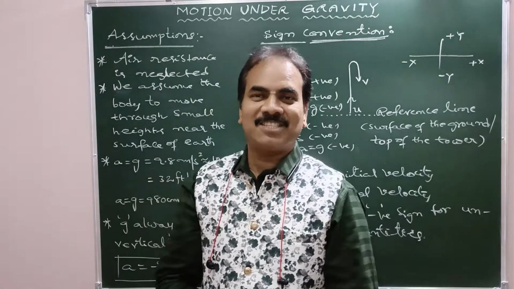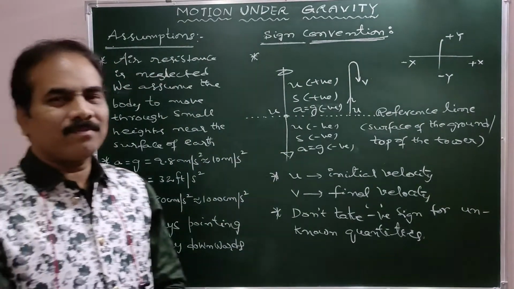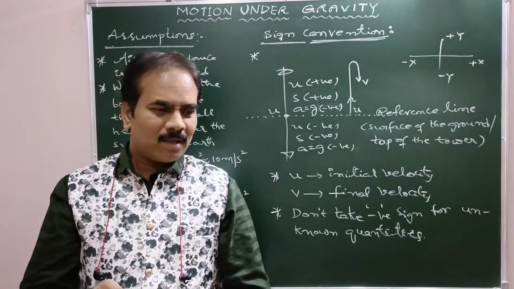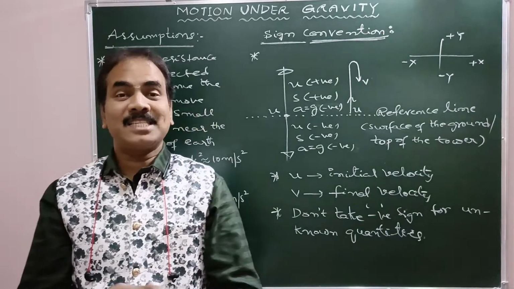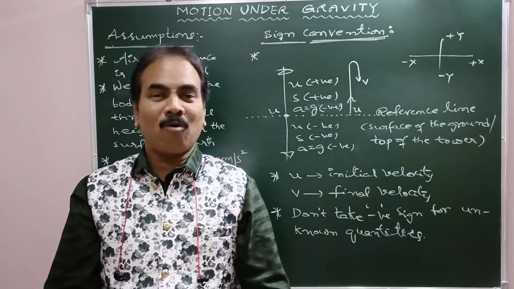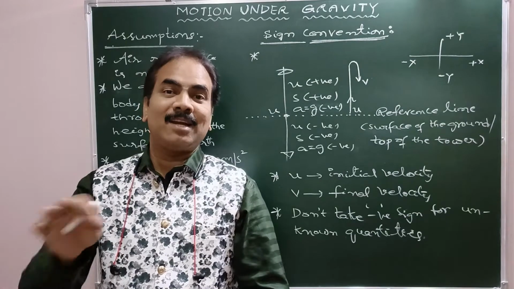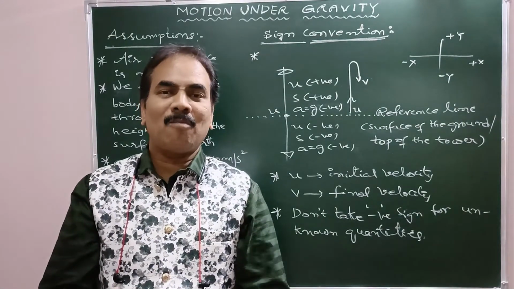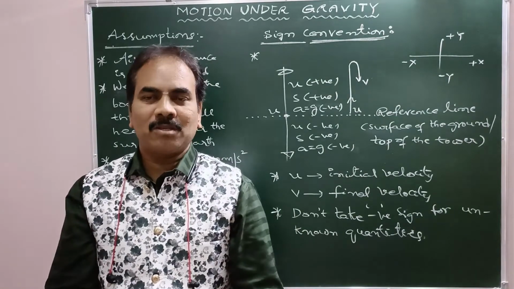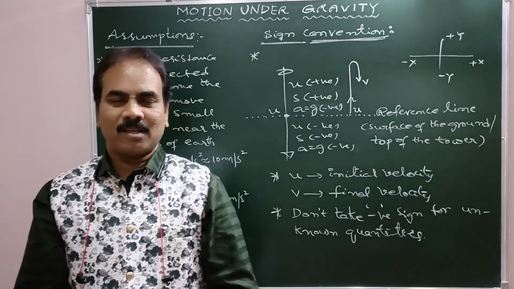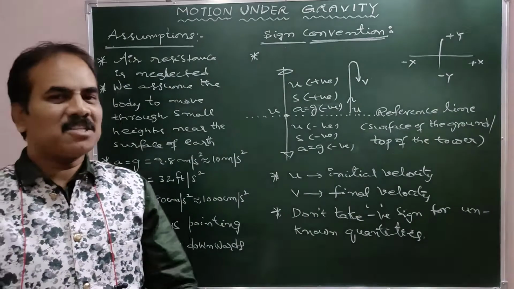What are the assumptions? Let us see. Air resistance is neglected. Suppose apart from gravitational force, some other resistive force like air friction is also acting on the body, then we have to consider acceleration because of that resistive force also. Then the problem becomes complicated. So to avoid that complication, we have to neglect air resistance. That's our first assumption.